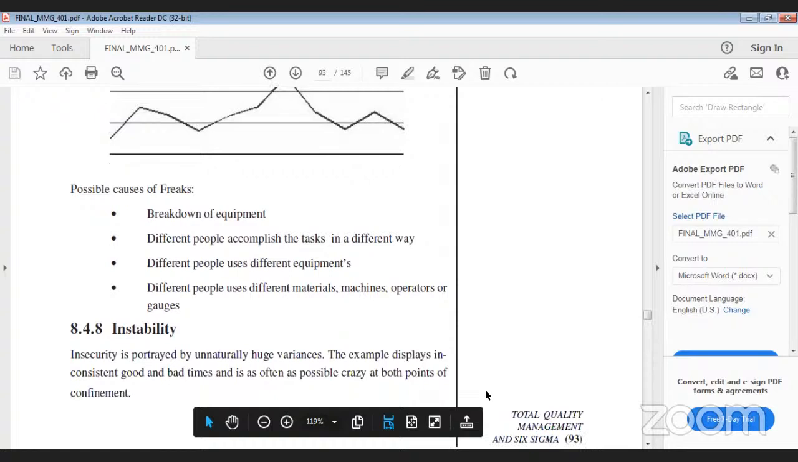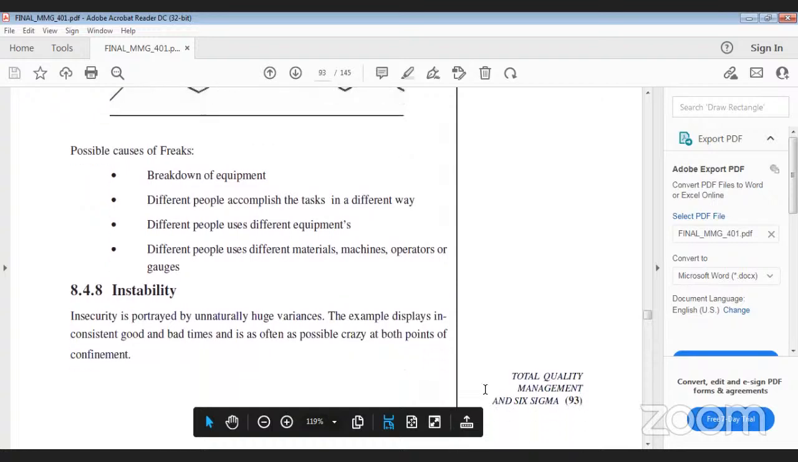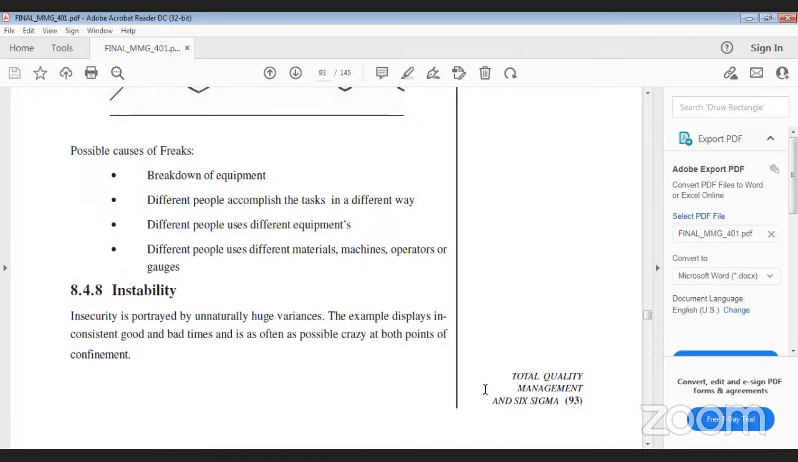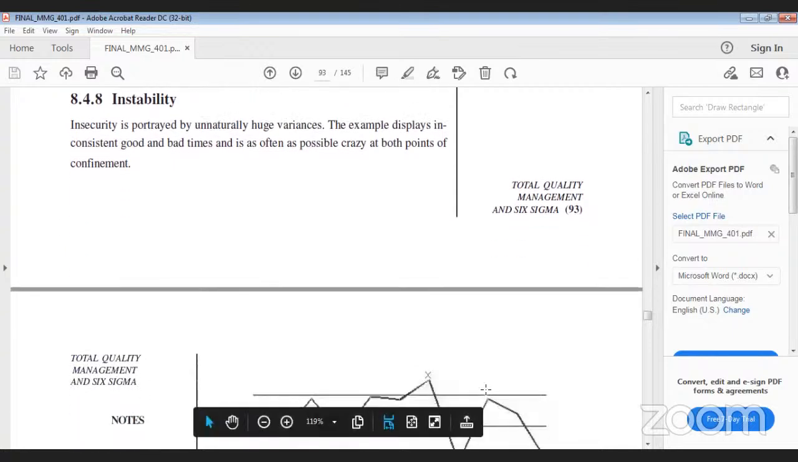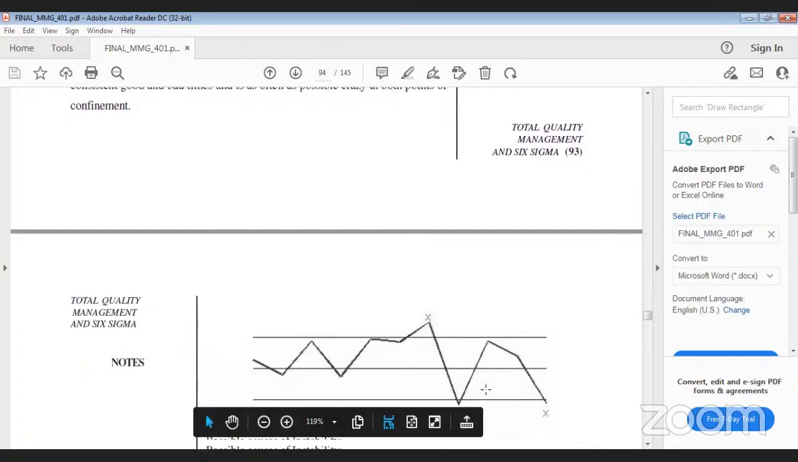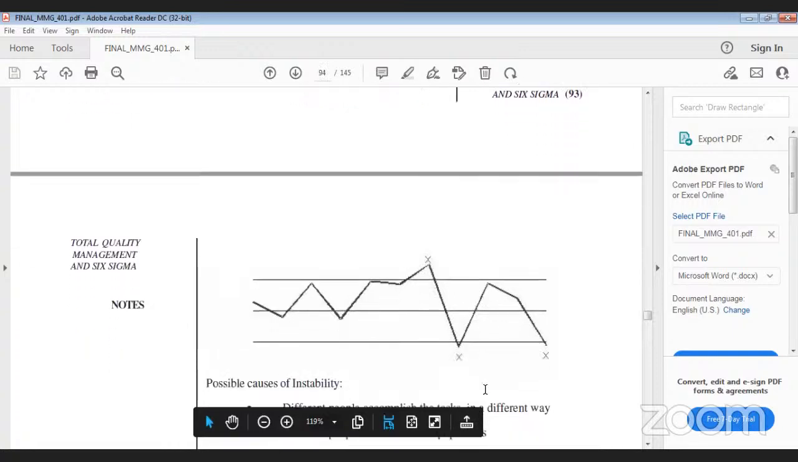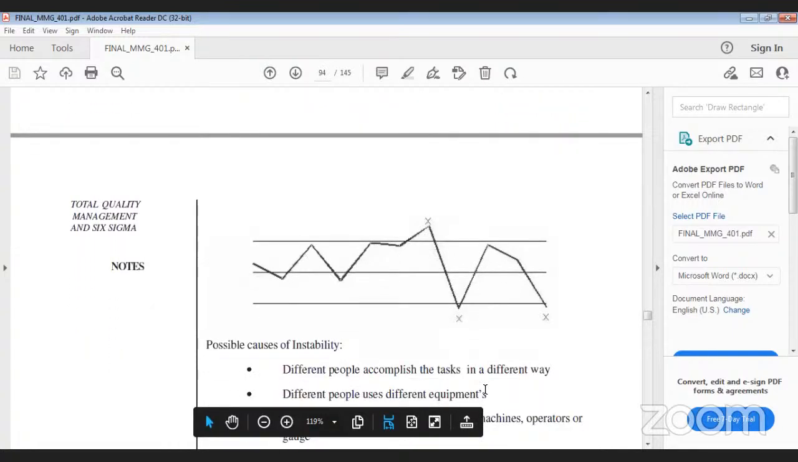Then there is instability. Instability is portrayed by unnatural changes of variances and examples of display in consistently good and bad times here. It is often erratic, and both points are confirmed here. Then there are some points here, that is the note given, on the possible causes of the instability here.